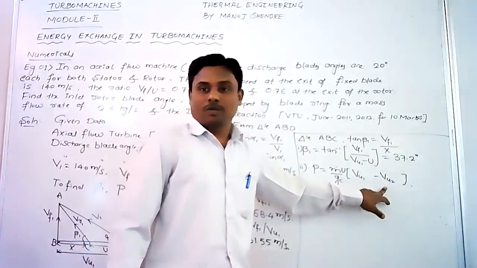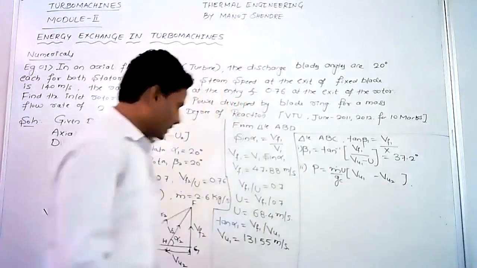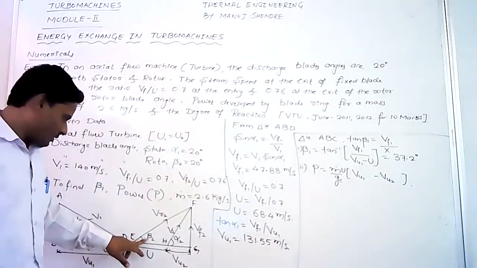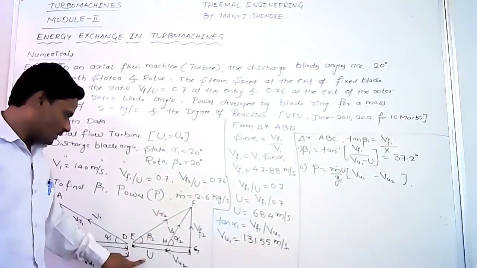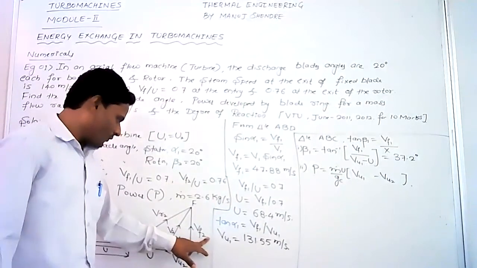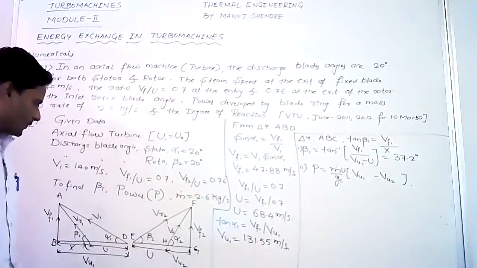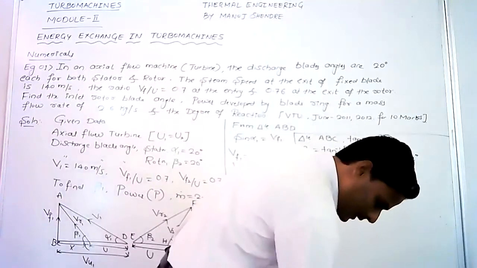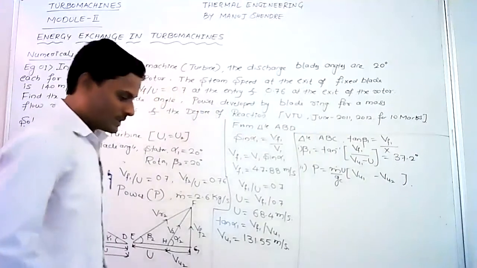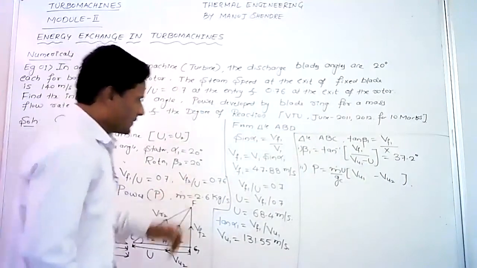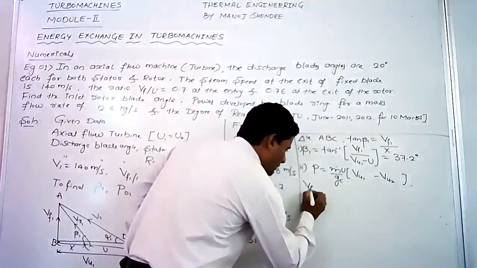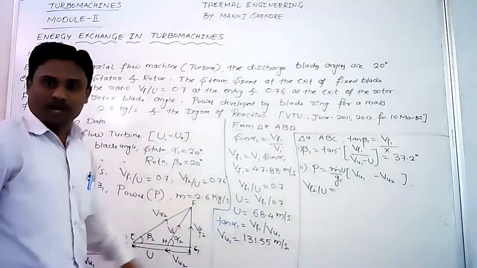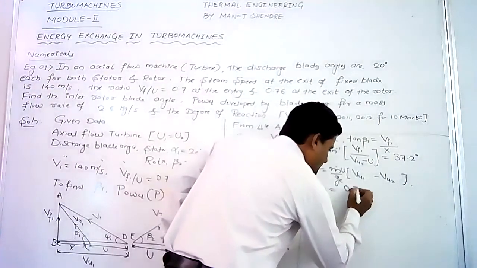Now you are about to get the value of Vu2. So how to get the value of Vu2 here? Beta 2 is known, U is known. So can we get the value of Vf2? Yes, we can get the value of Vf2 here. Before using the outlet velocity triangle, we know that the ratio Vf2 by u equals 0.76.